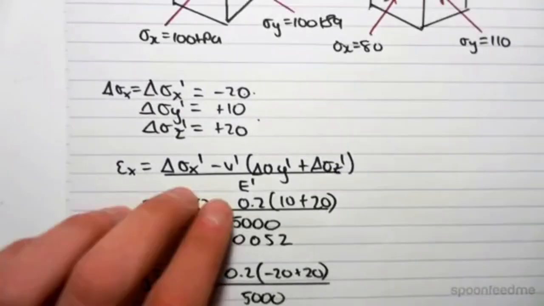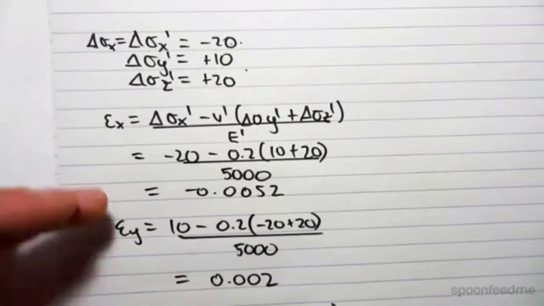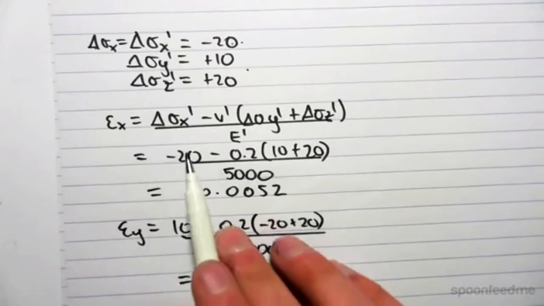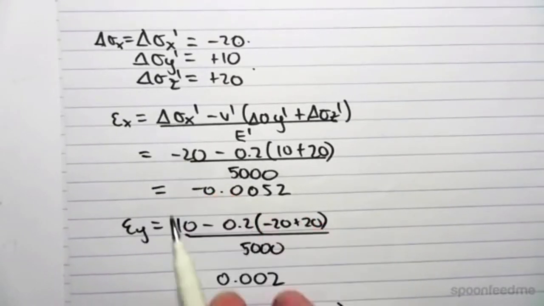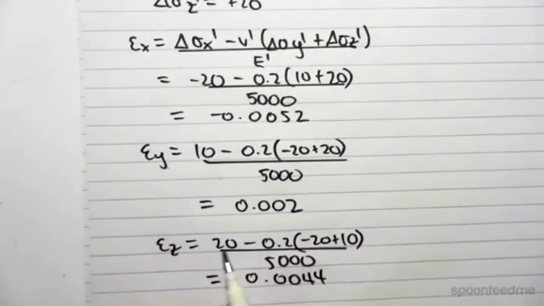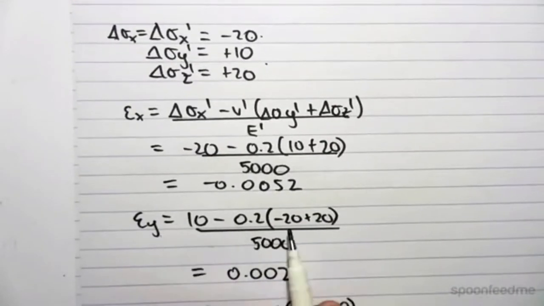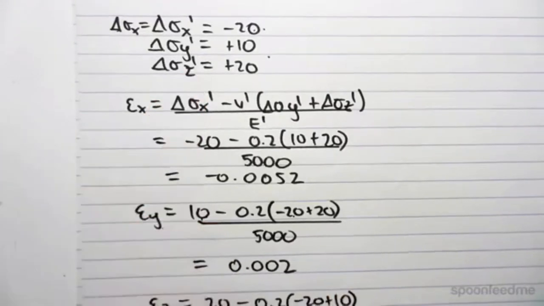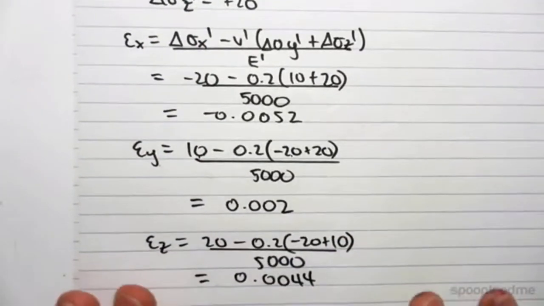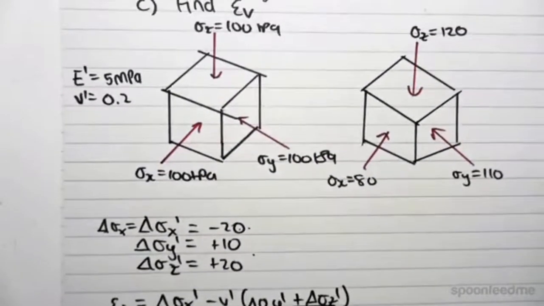All I've done to find this, E dash and V dash aren't changing for each case. The only thing that's changing is that for EX, this is change in X. For EY, this is change in Y. For EZ, this is change in Z. And the other values are put in the brackets. So for EY, this would be change in Y, and the brackets would hold change in X and change in Z. So we've found all these values. That's all the strains. So it's very simple. The drained case is much easier than the undrained case.